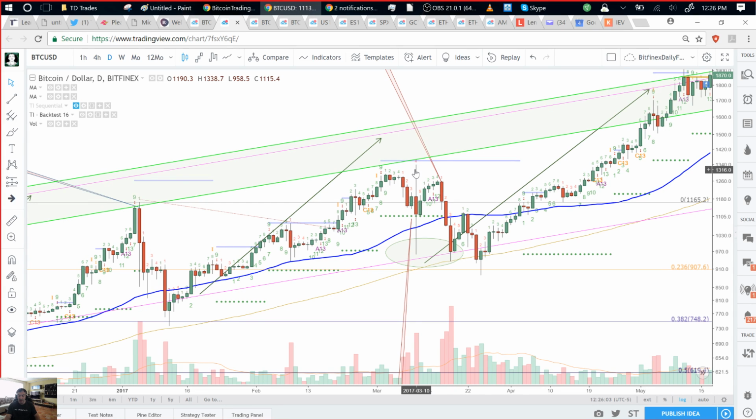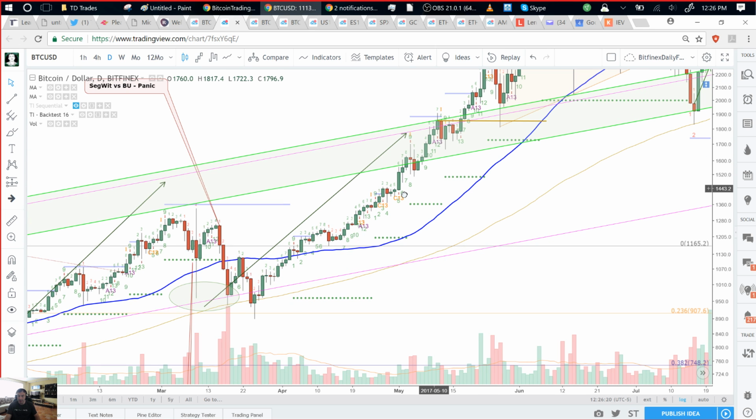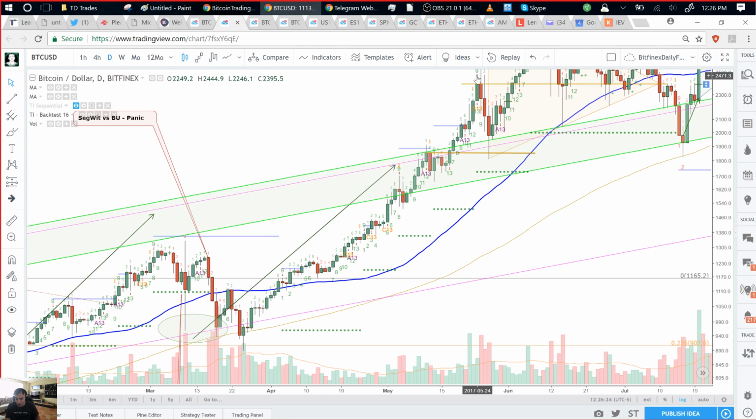So in a perfect world, this high would have been, let's say, at 1500, allowing us to backtest 1100, and then going up from there. And then this thing that dropped from 2500 down to 1800 could have perfectly backtested this guy. And then it would have been perfect. Does that make sense? It does, but it didn't do that.